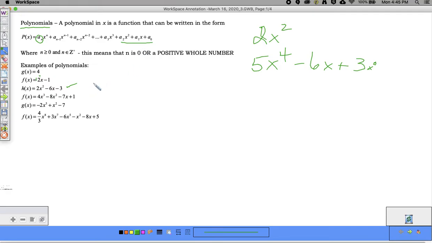So if I were to use that, then my a sub 2 would be equal to 2. That's a 2 there, by the way. My a sub 1 would be equal to negative 6, and my a sub 0 would be equal to negative 3. If all of a sudden I looked at this guy, which is called, by the way, a third degree polynomial. This is called a second degree polynomial. This is called a first degree polynomial. This is called a 0 degree polynomial, because polynomials are based on the highest degree that they have.